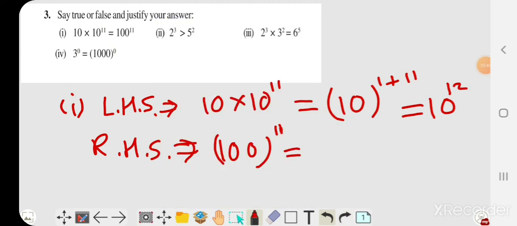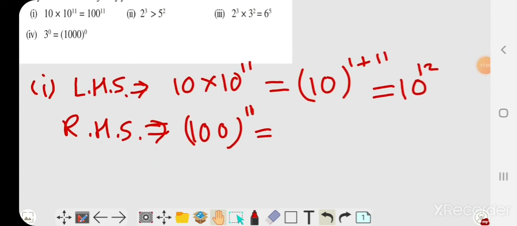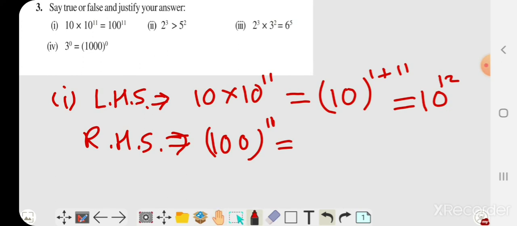Let's just separate it. As we know, 100 is the square of 10. So can we write 10 square in place of 100? We replace that 100 by 10 square, correct?